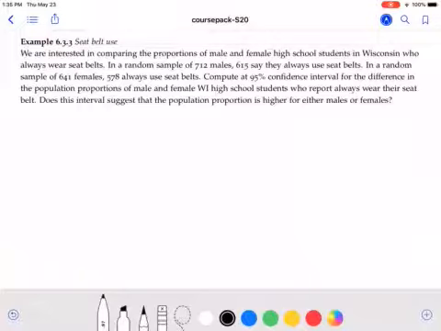We want a 95% confidence interval for the difference in the population proportions of male and female Wisconsin high school students who report always wearing their seatbelt. And does this interval then suggest that the proportion is higher for either of the two groups?